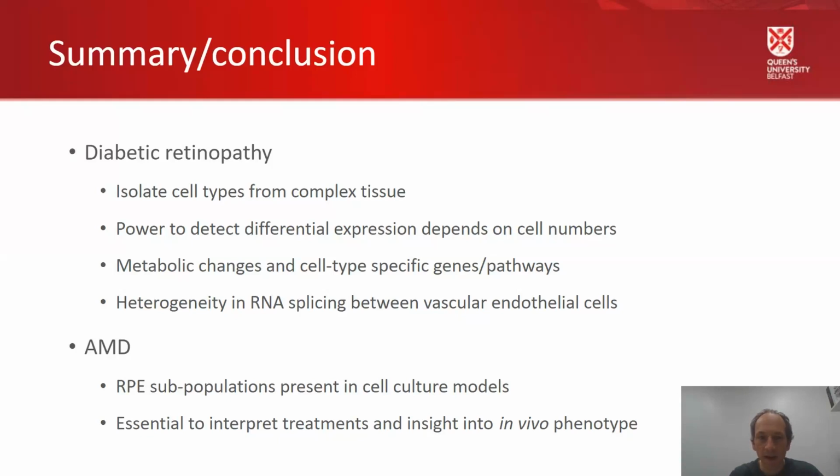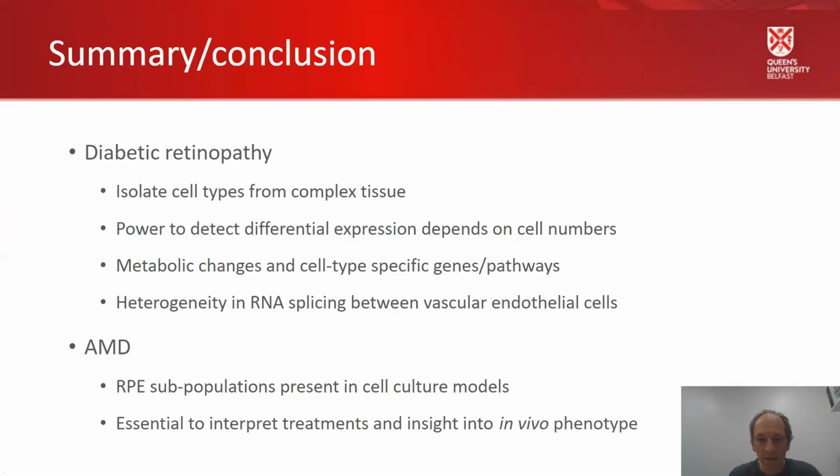The most obvious findings that we discovered in this study were the metabolic changes with mitochondrial genes and also protein synthesis. But there are many other cell type specific changes that we're now looking into. And just also a note that depending on the system that you're looking at, it's worth considering alternative splicing. I think this will be something we'll see more of in the future, and there definitely seem to be some things going on in the vascular endothelial cells in the retina.